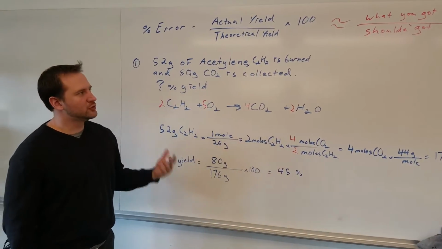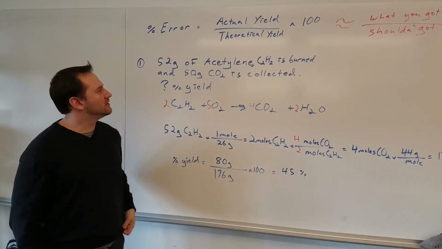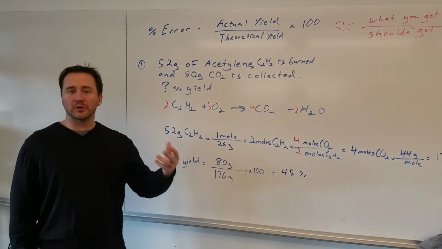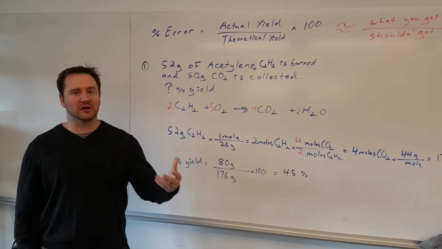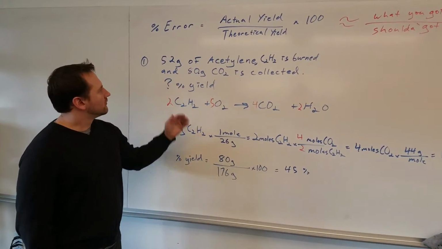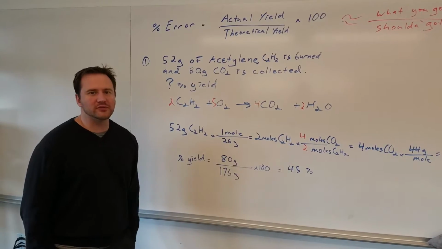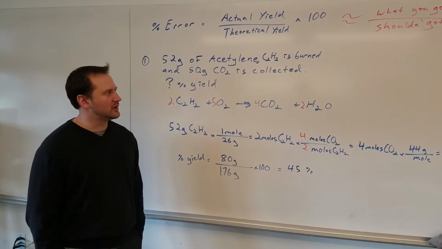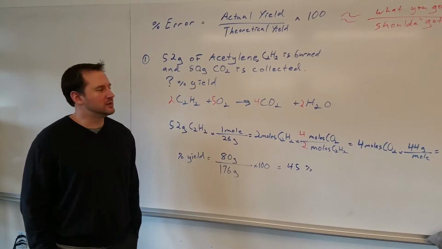So, there's two types of problems we can do with this. One is just determining what the percent yield was, and the other is saying to assume a certain percent yield and calculate a problem that way. So, first example, if we have 52 grams of acetylene and you burn it and 80 grams of carbon dioxide is collected, what would the percent yield be?